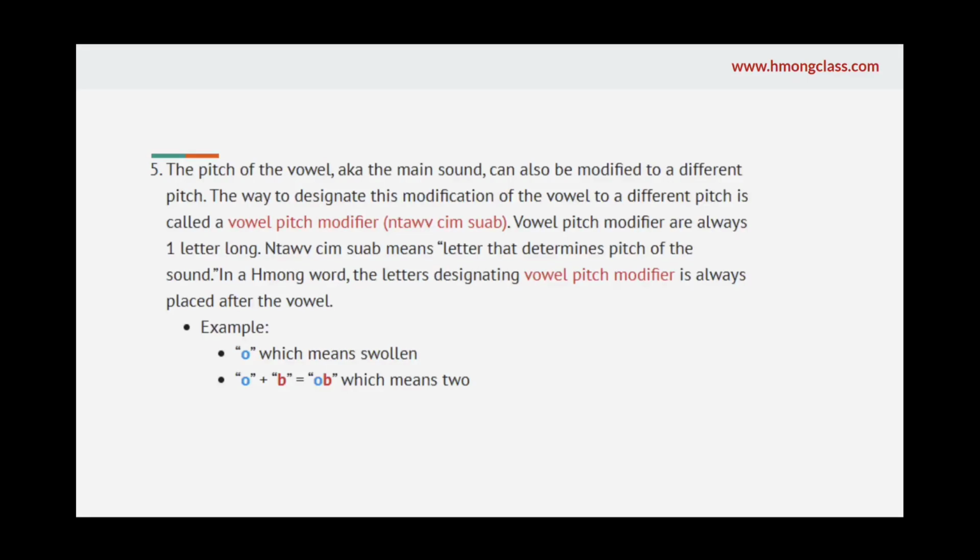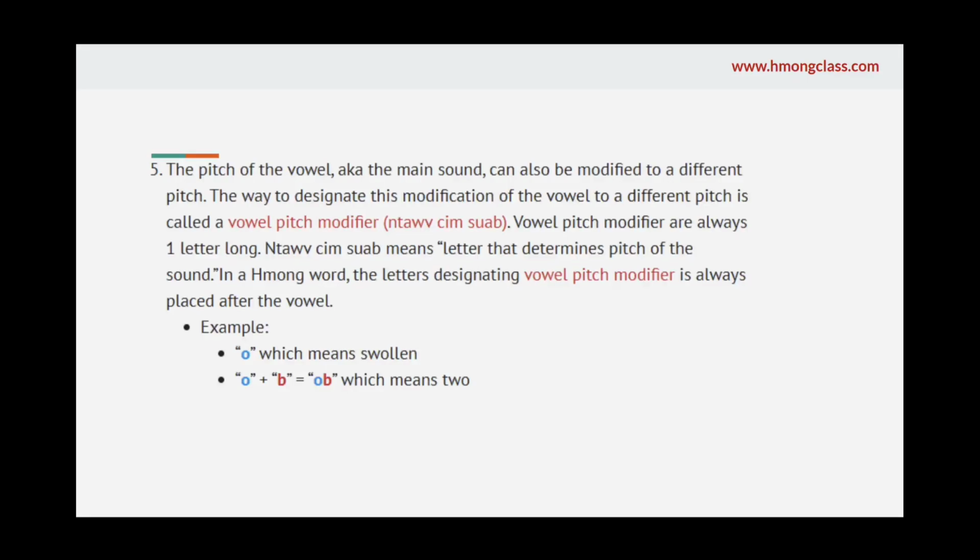In a Hmong word, the letters designating a vowel pitch modifier is always placed after the vowel, or to the right of the vowel. So in our example of the English O, pronounced aw in Hmong, if we add the vowel pitch modifier of B to the right side of it, we change aw into aw. Okay, the B designates us to change the pitch aw to a higher pitch, aw. Okay, and so now aw means 2.